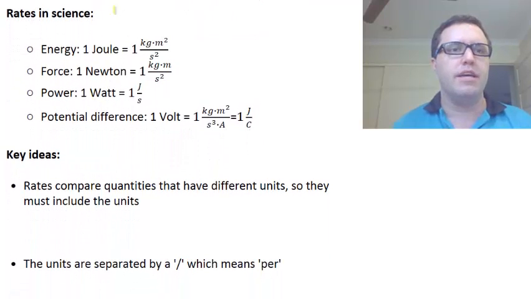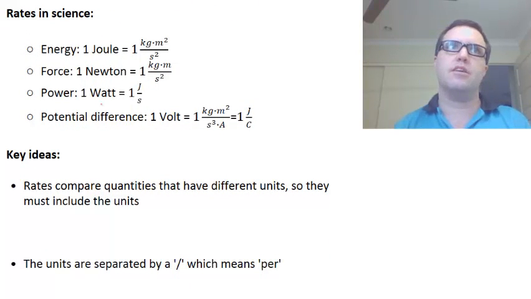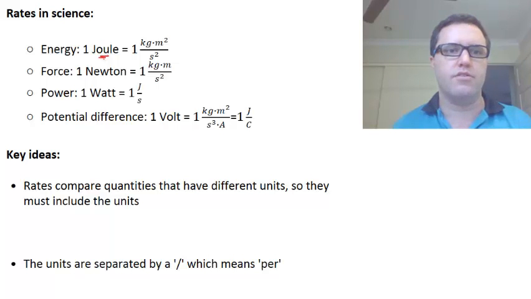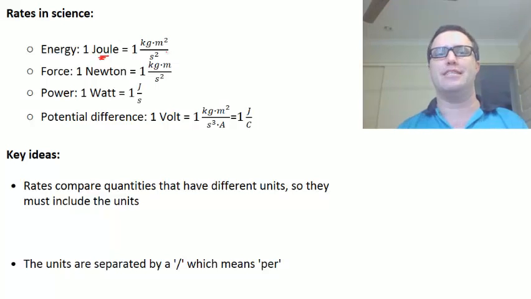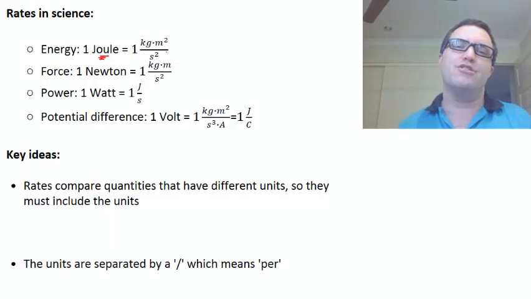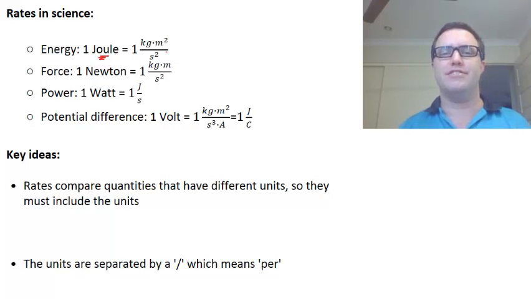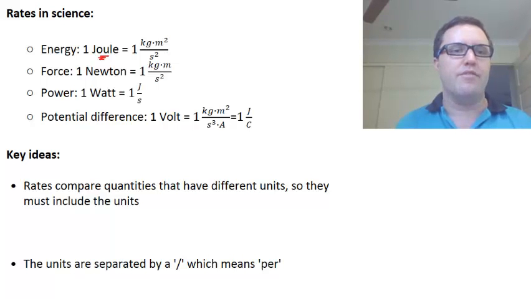Rates crop up in science all the time. Here's some set of rates that we use in physics just to be able to communicate some ideas behind things, and sometimes to create a different, easier unit. For instance, energy is measured in joules, where 1 joule is kilogram meters squared per second squared, which maybe doesn't make a lot of sense, which is why we call it a joule. It's expressing a rate of change of energy and mass and acceleration.